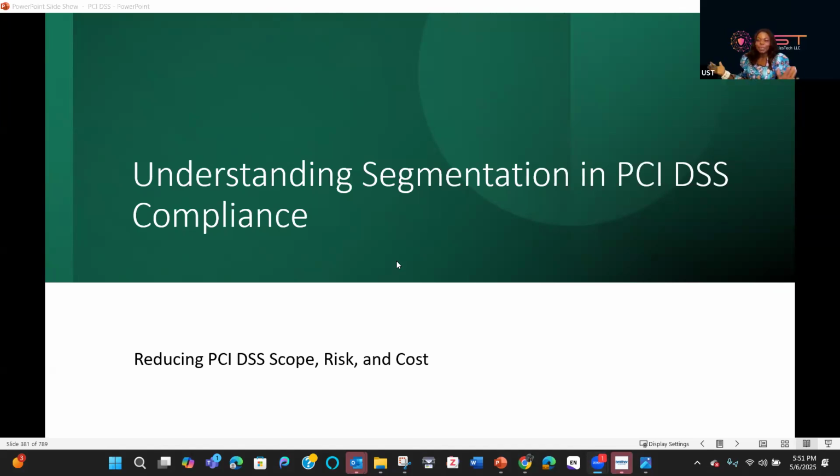We have been talking a lot about segmentation, all the way from our networking playlist. Even when we started PCI DSS, we've talked so much about segmentation. But why segmentation? As I said, reducing PCI DSS scope, risks, and costs. That makes sense. If they are not segmented, everything is touching everything connected, then imagine everything's going to be in scope. What of the risk factor and what of the cost? Does an organization really have that amount of money to spend, even on something that shouldn't be in scope?